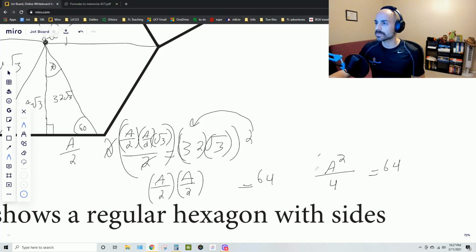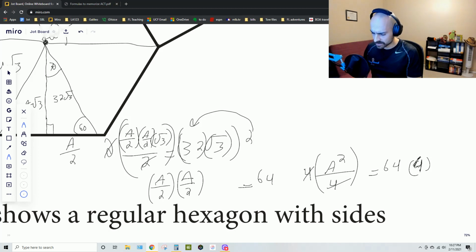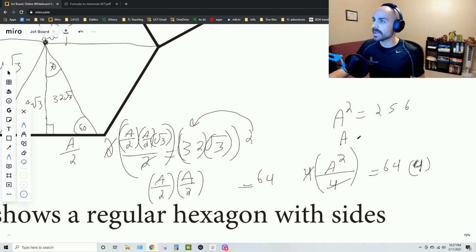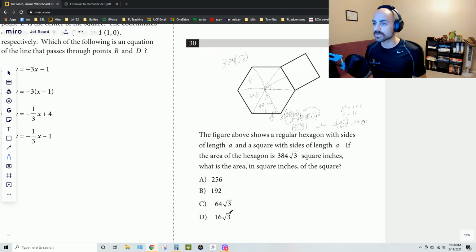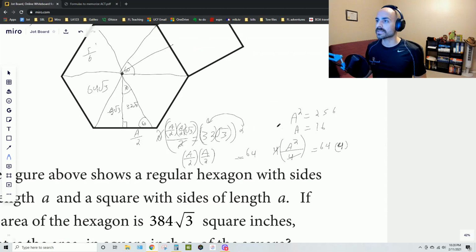We can now simplify this by multiplying both sides by 4. And then 64 times 4 is 256, and we see that A squared will equal 256, and that means that A equals the square root of that. So the square root of 256 is just 16. Now, that's not the answer. Very tempting, and sure enough, it's almost an answer choice with D here. What that tells us is that A is 16.